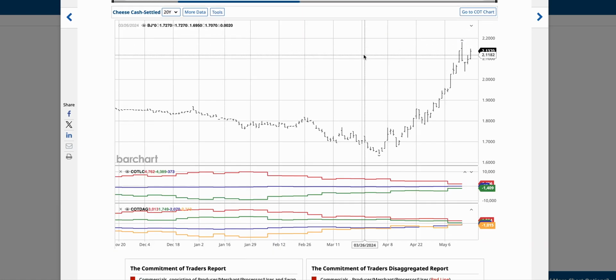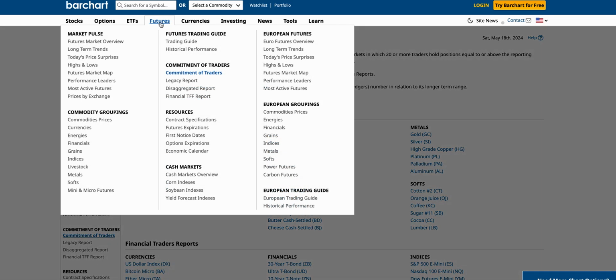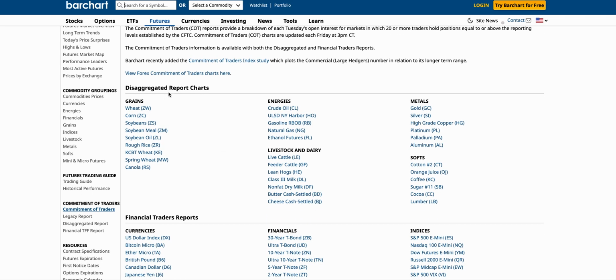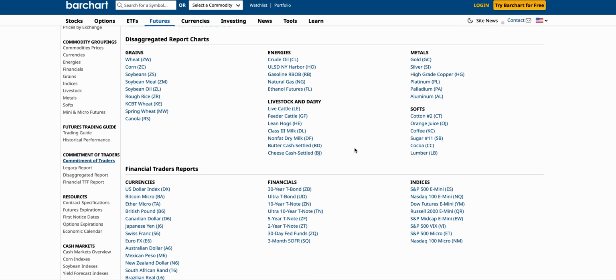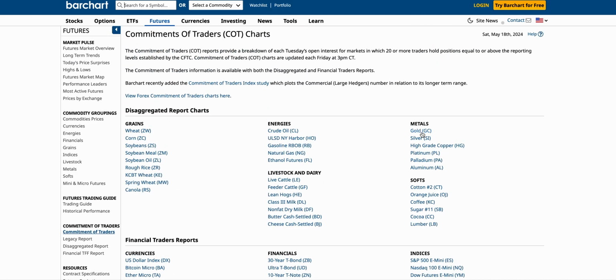Now, how we can get this data, just want to show it to you. Basically, we can go to barchart.com, and then we go into the futures section. And we click on this, and here we have a commitment of traders report. We click on this, and here you will see essentially all the different markets that are being covered, and we go and find the gold markets, which is going to be the metals, and they're also doing it for silver, high grade copper, platinum, palladium, and aluminum as well.